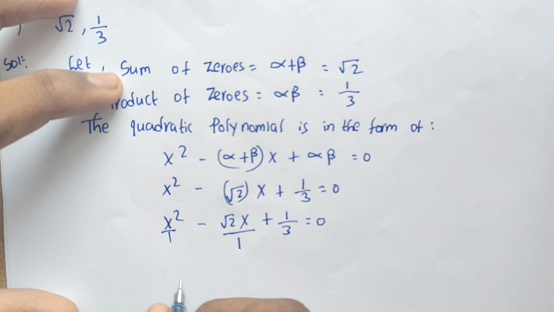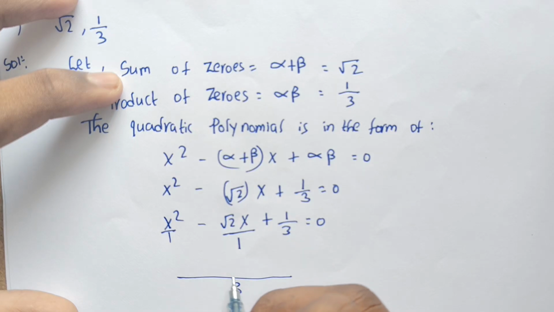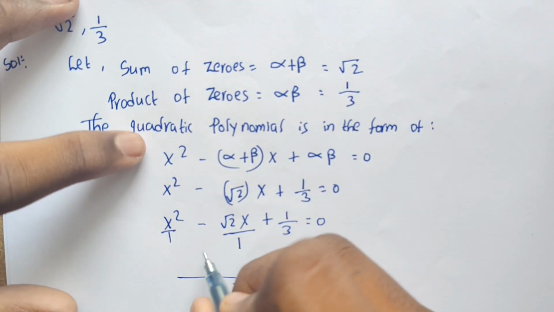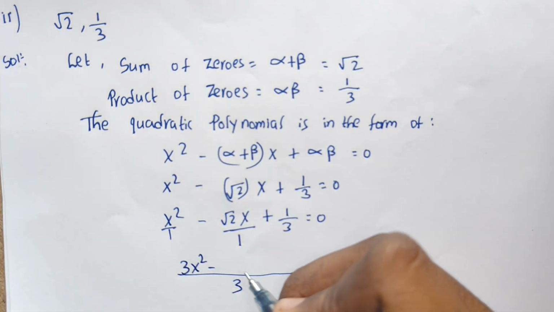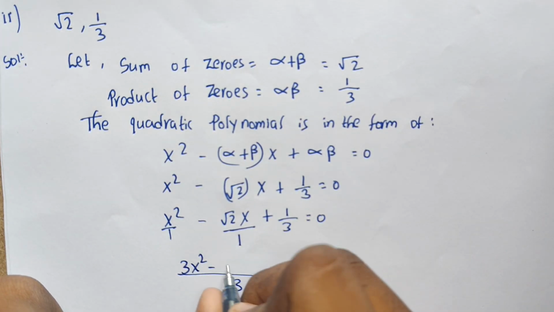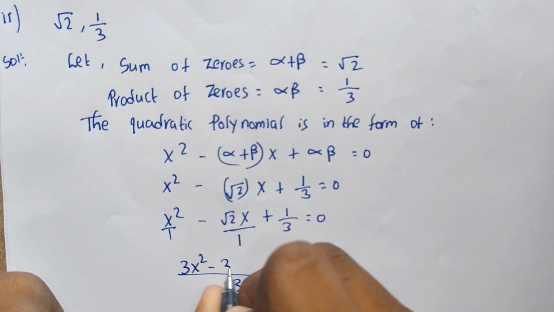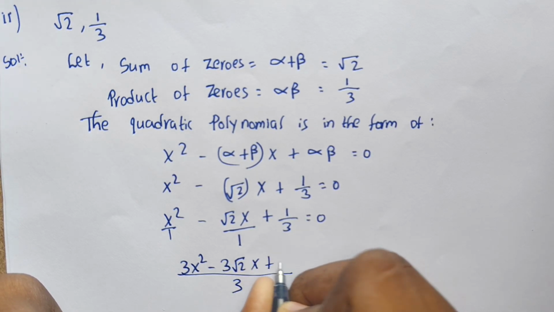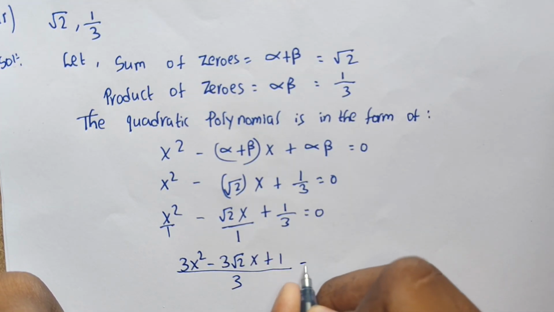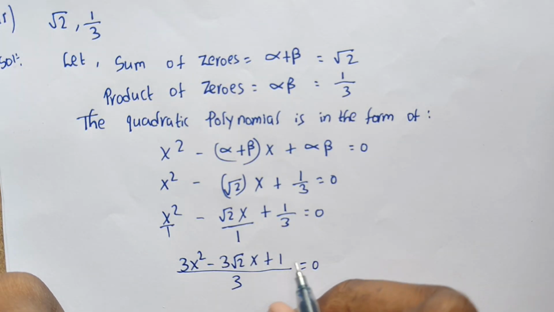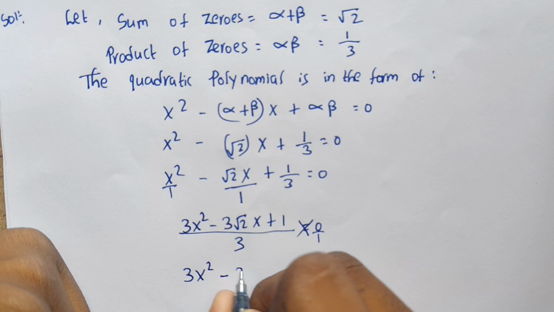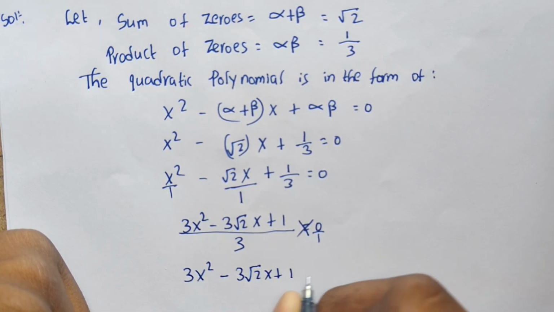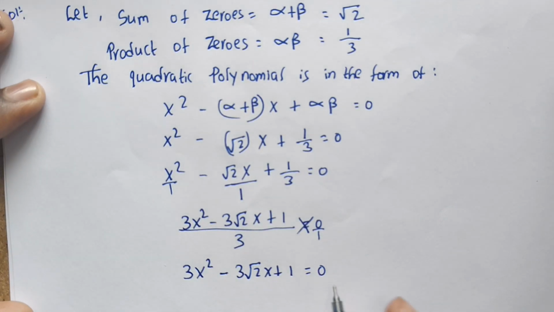So the LCM of it is 3. 1 in 3, 3 times, so 3 into x square: 3x square, minus 3 into square root of 2x, plus 3 in 3, 1 time, so 1 into 1, 1, equals 0. There is 1 below, and doing cross multiplication: 3x square minus 3 root 2x plus 1 equals 0. We got the quadratic polynomial.